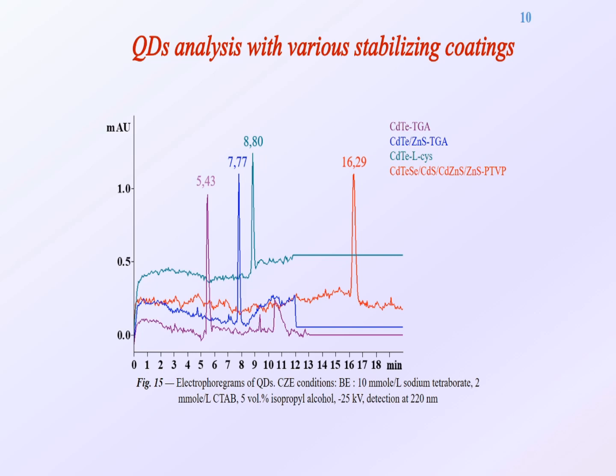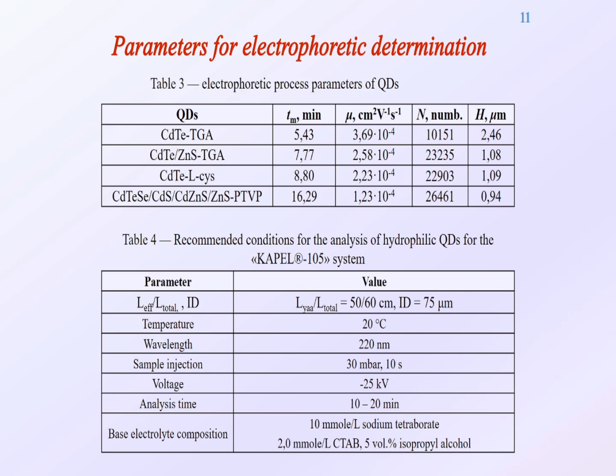The sequence of migration of the quantum dots under study is consistent with the data of the dynamic light scattering methods. The longest migration time is typical for multi-layer quantum dots with a large size. According to the data from the electrophoregrams, the mobility of quantum dots was calculated, the values of which are presented in table 3.